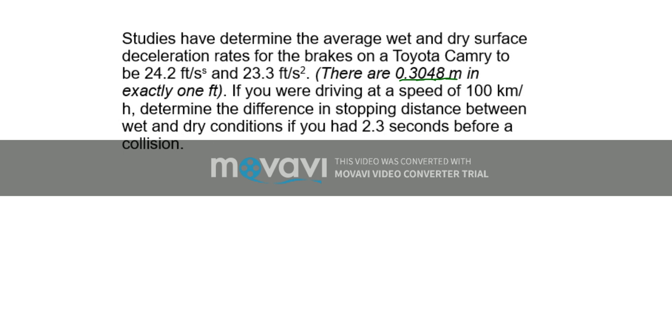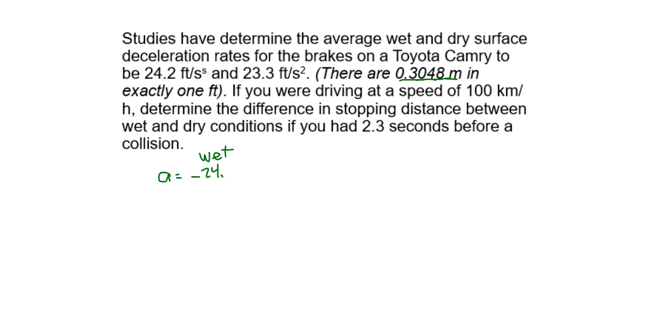So the way this one's going to work then is, let's start writing down some of the things we know. We know an acceleration rate. We actually know 2 of them. We know the wet is negative 24.2 per second squared. And we know the dry one is 23.3.